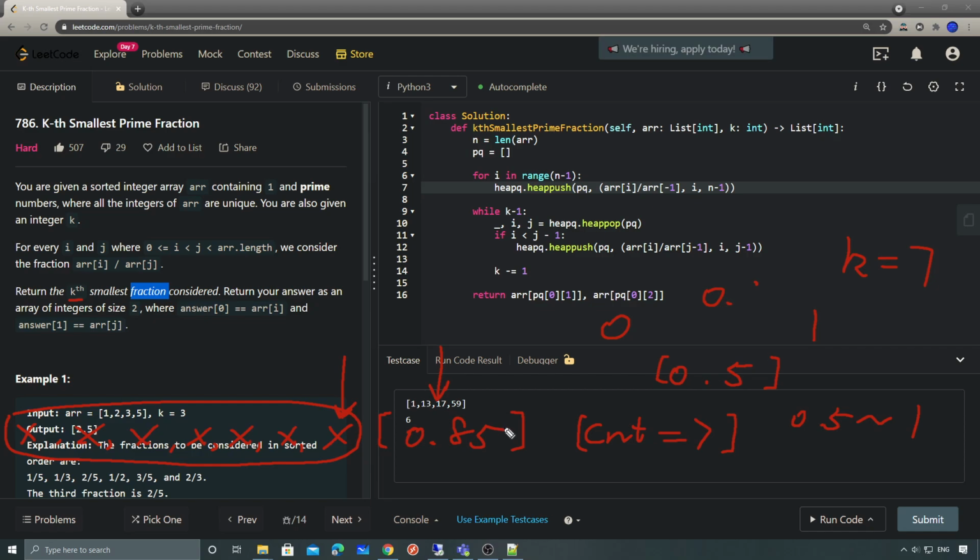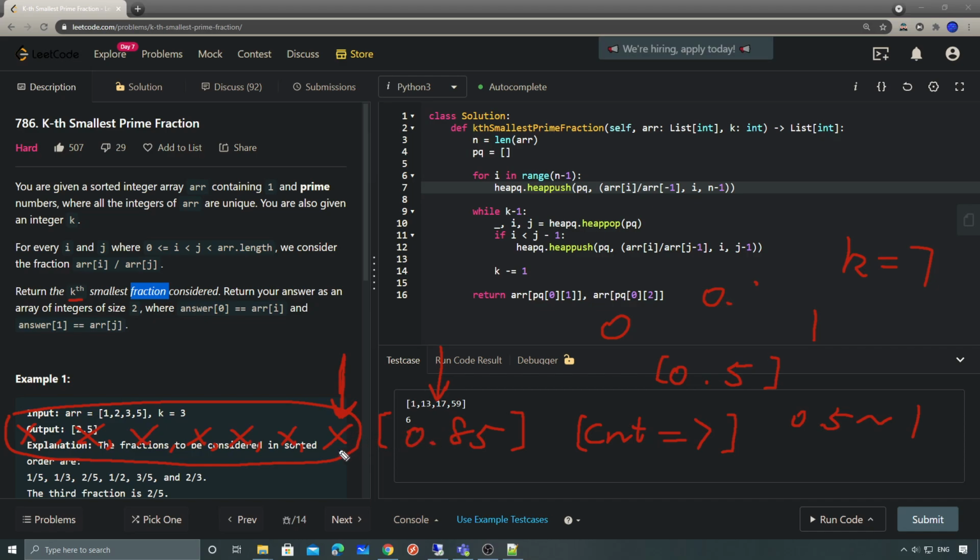So I think that's the idea here. We do a binary search, and the binary search will try to find the proper threshold of this fraction, where we can find exactly k smaller fractions. And then the last thing is that we have to find this number, the closest number compared to this threshold here.